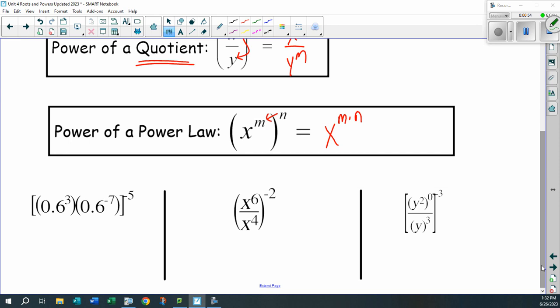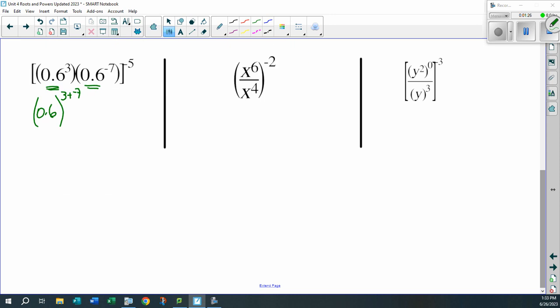Now, when you're given something this ugly, oh my goodness, I always like to follow the old rule of BEDMAS. If you actually do what's inside the bracket first, it makes life so much easier. Okay, so if you think about it, we got 0.6 to the 3, 0.6 to the negative 7. So this would be 0.6, remember your product law, 3 plus negative 7. This would give you 0.6 to the power of negative 4.